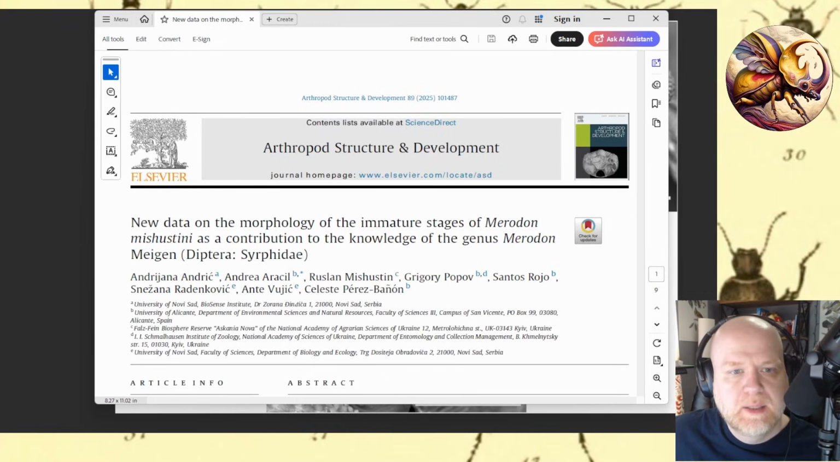So that's the utility of this sort of research into arthropod structure and development. You really do get to know the creature on a very fine detail level, and you can use this in other areas like agriculture or horticulture and things like that.